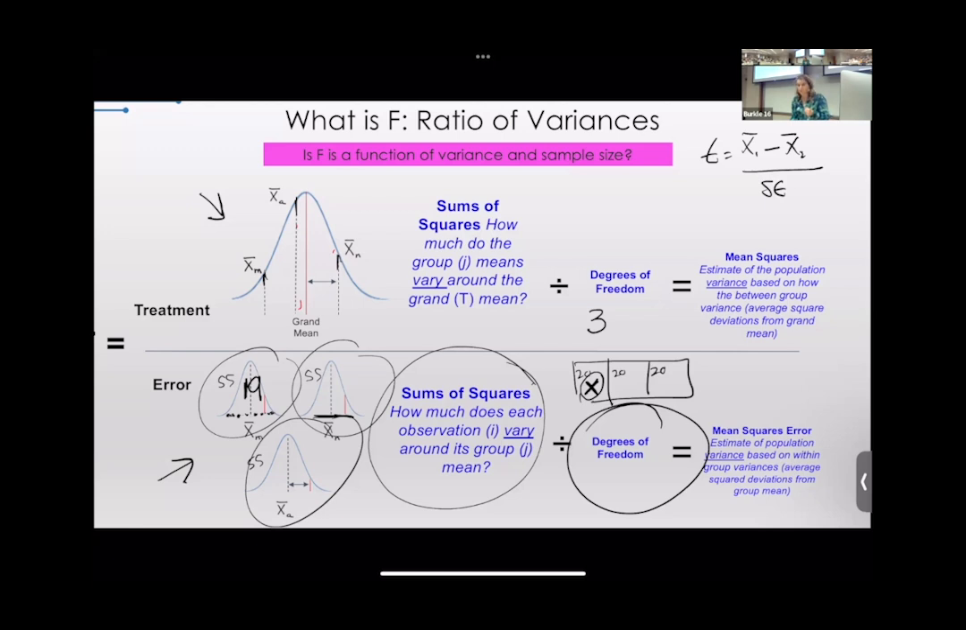You have 20 people in this group. You have 20 pieces of information, 20 scores. You're estimating 1 group mean. You've got 19 that can vary here. And same, 19 that can vary here. Your degrees of freedom is 19 plus 19 plus 19. Does that clarify?